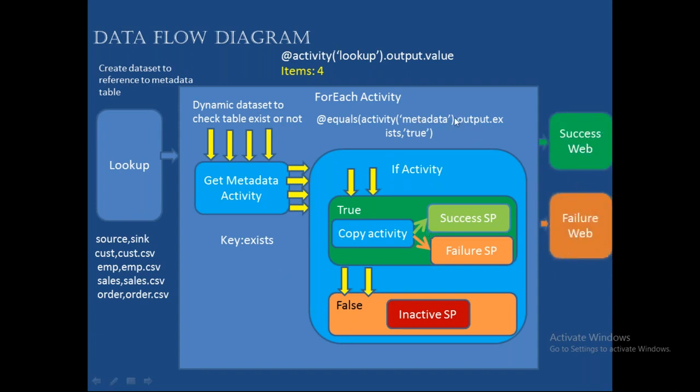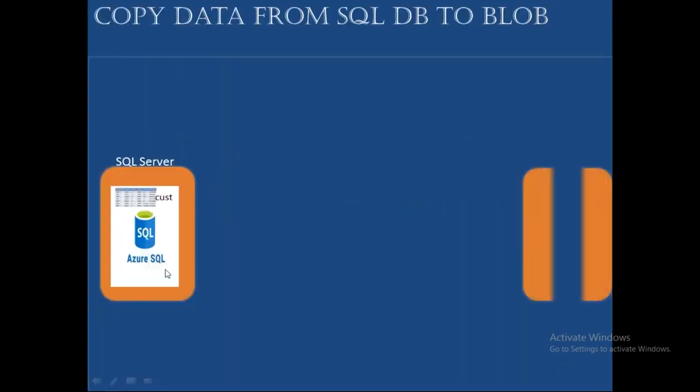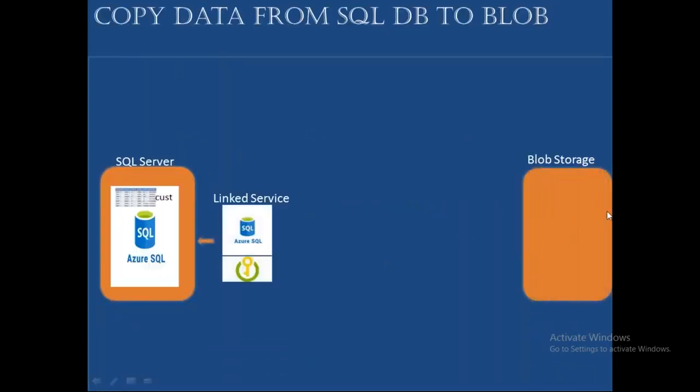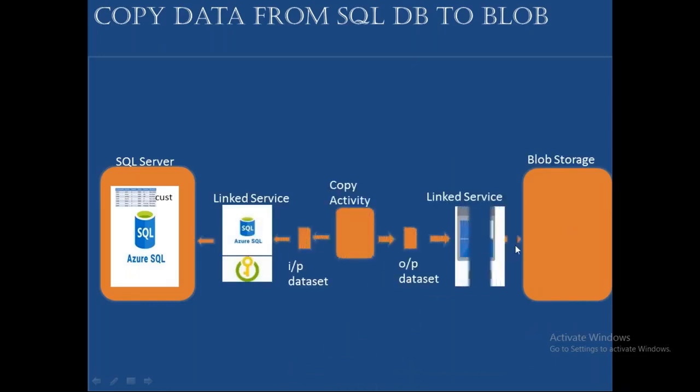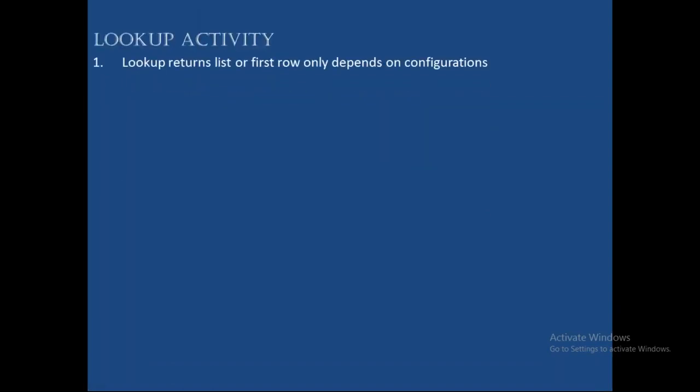So whatever we have discussed as of today, overall we are going to develop a pipeline today. Okay, fine. So copy data from SQL database, in the database I have the first table, something like this. If I want to move to blob storage, create a linked service, create an input dataset, copy data, create an output dataset, connect to the blob storage and load the file into your blob storage. Azure integration runtime is going to do it. Data factory will maintain all these things, right? So this is the flow. Next, lookup activity.